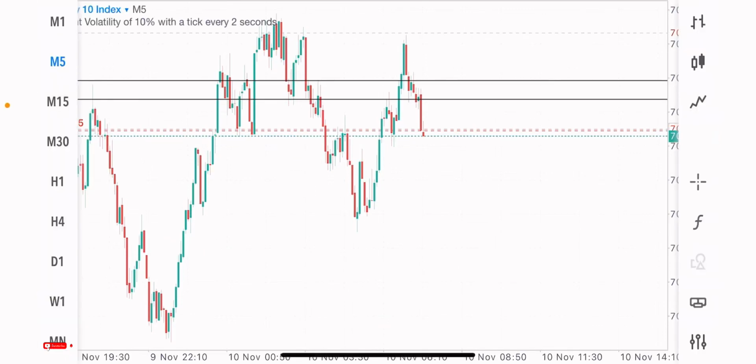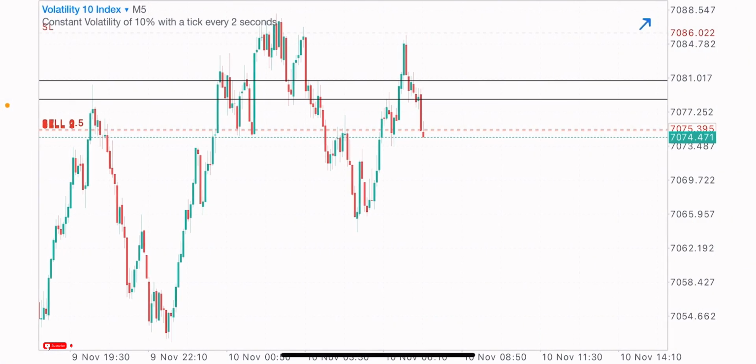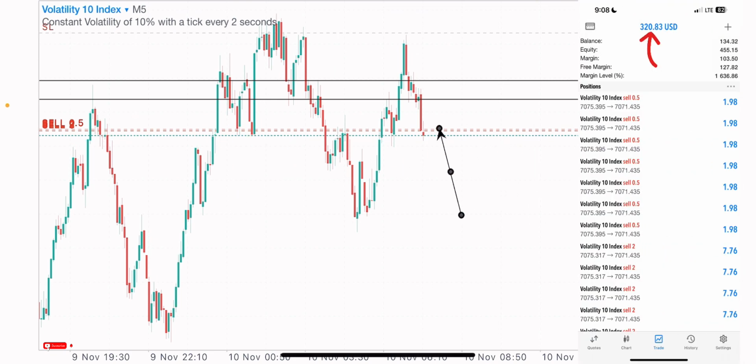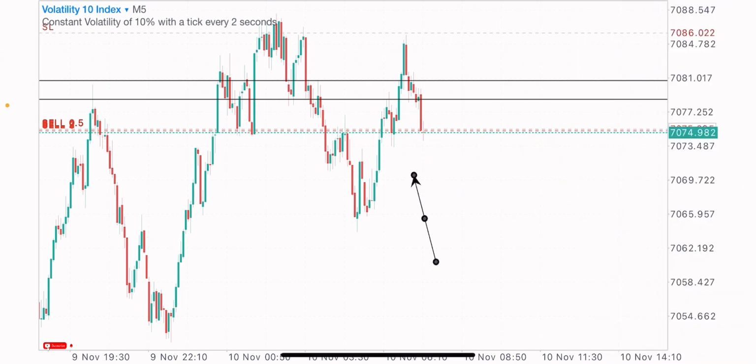I shared this sell signal with some pro members. I took a sell trade on V10 index. Just got into the trade now, and I'm already moving in profit. So what's the market analysis on this index?